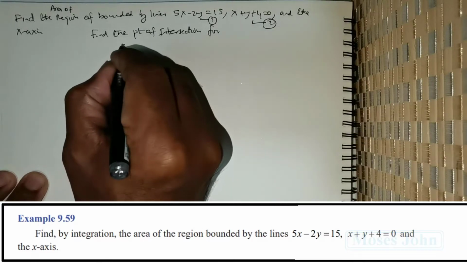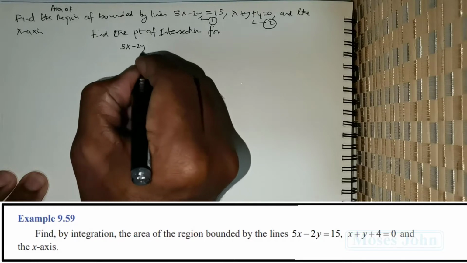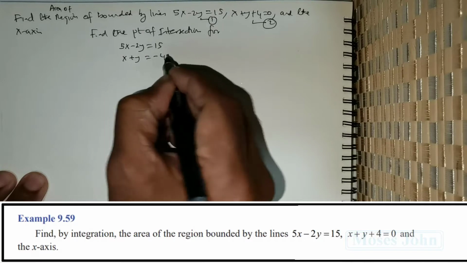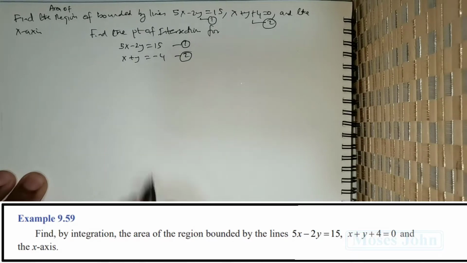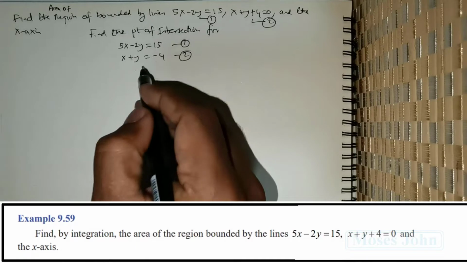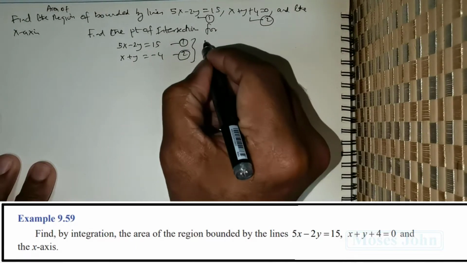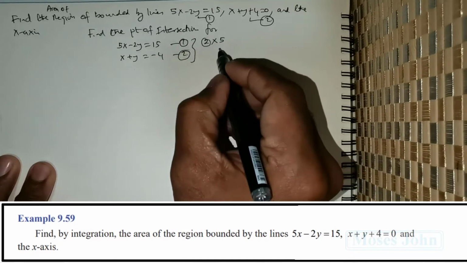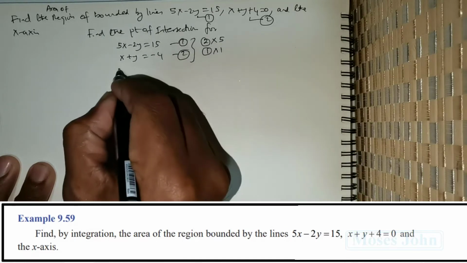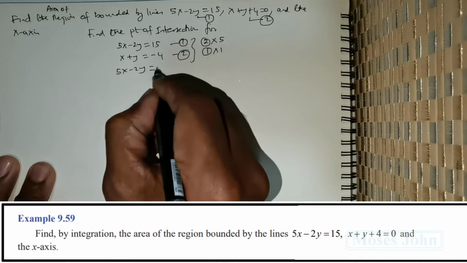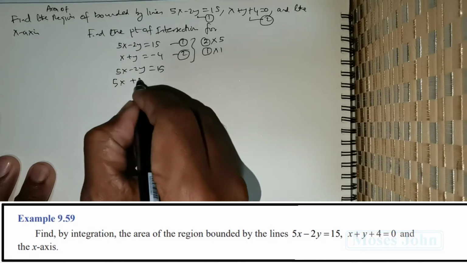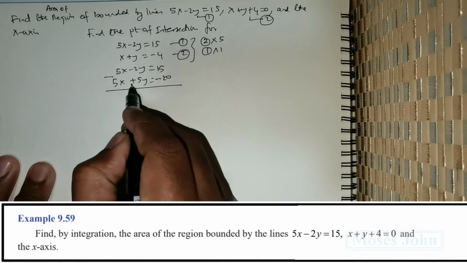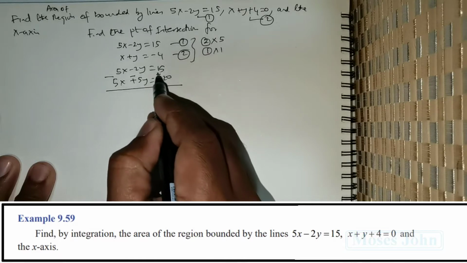Okay, so let me place the lines. 5x − 2y = 15 and x + y = −4. This is 1 and this is 2. Now we have to solve this. To solve, I'm going to multiply line 2 by 5 and line 1 by 1. So that's 5x − 2y = 15 and 5x + 5y = −20. Change the signs, and this will become negative, this will become positive.